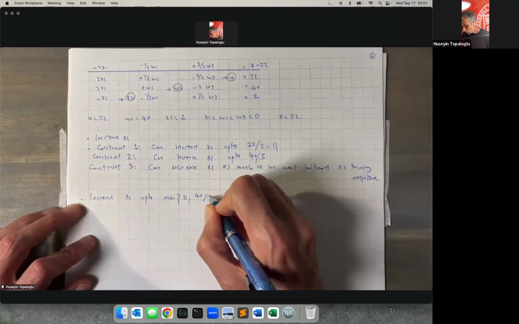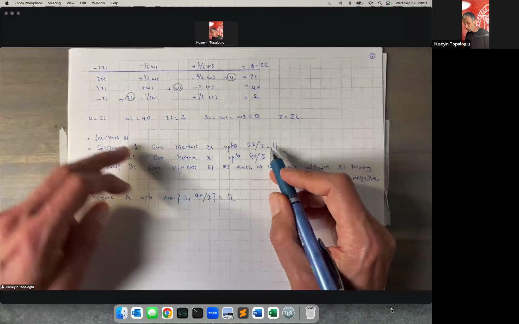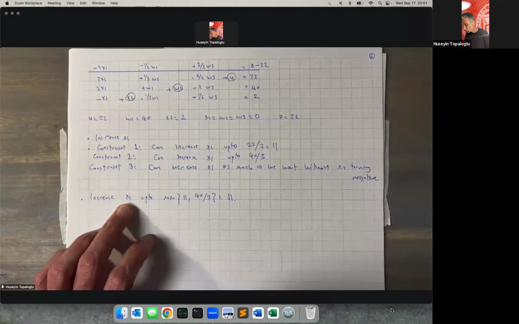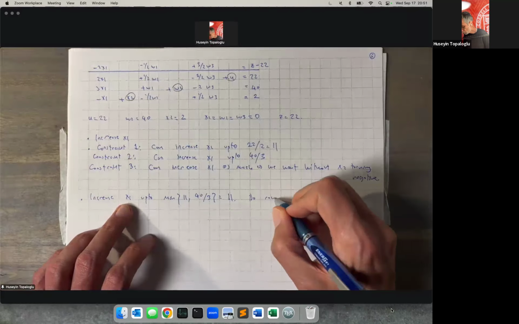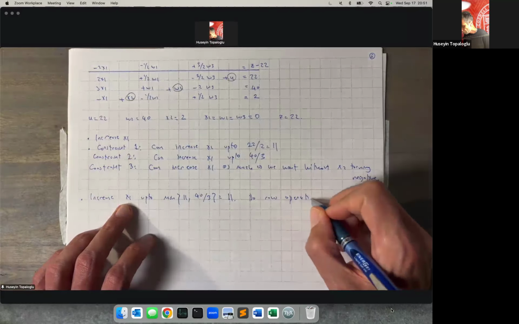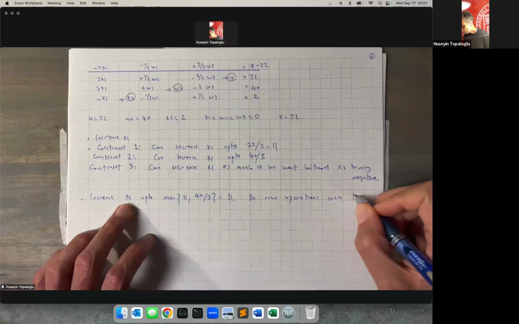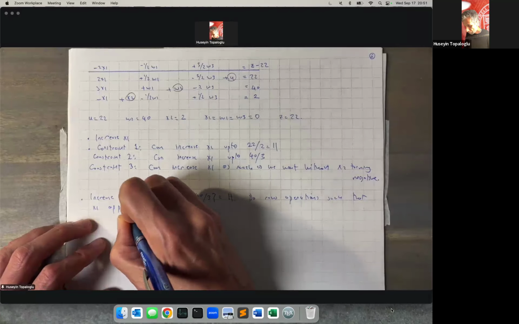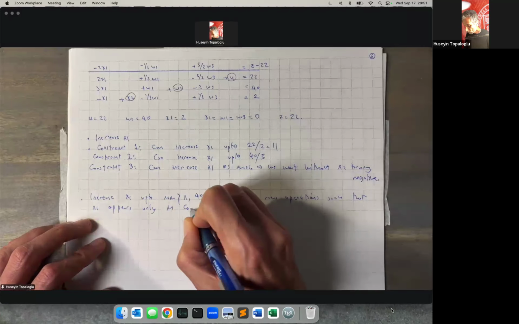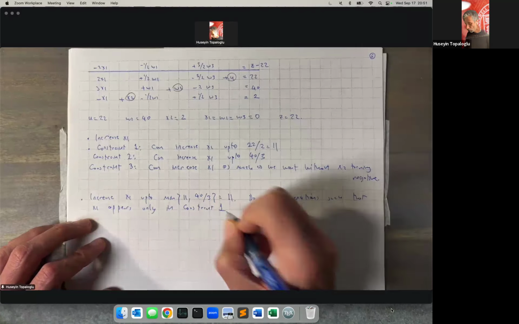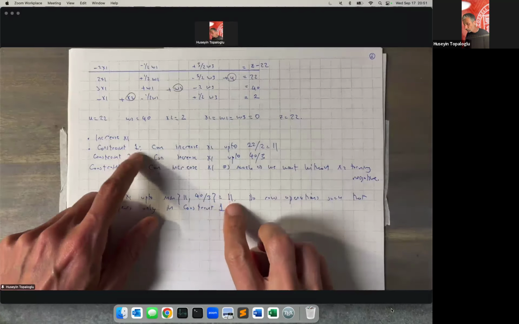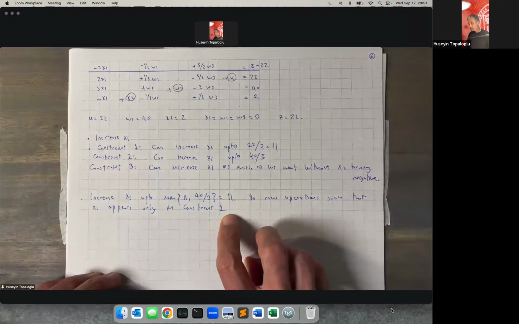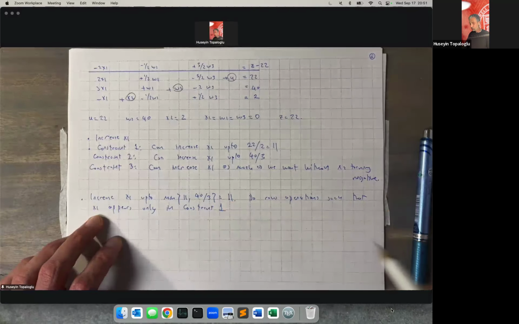The minimum of these two is 11. So in this case, the new value of x1 is determined by the first constraint. So do row operations such that x1 appears only in the first constraint. Okay, we're increasing x1 all the way to 11. So we do row operations such that x1 appears only in the first constraint.